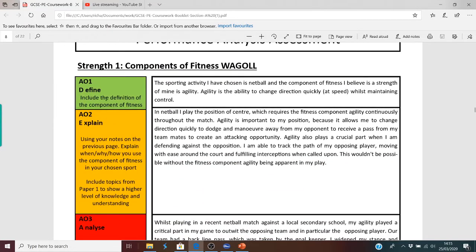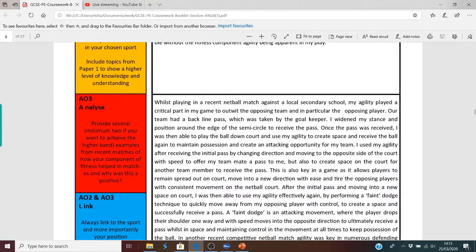Okay, so we've got the first point here where we had to define. We've got the next thing where we're explaining where agility is actually fitting in and why it's a strength of yours. We then want to analyse that by providing a minimum of 2 sporting examples or recent examples for you to then talk about how it has been positive and why, and be really, really descriptive.